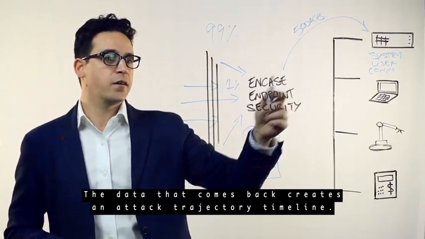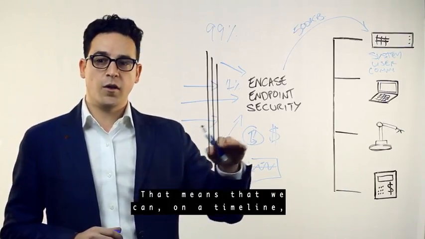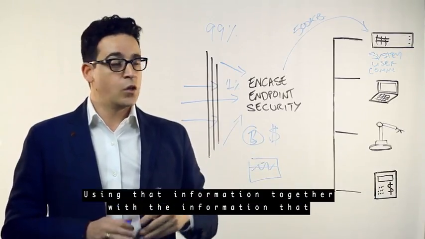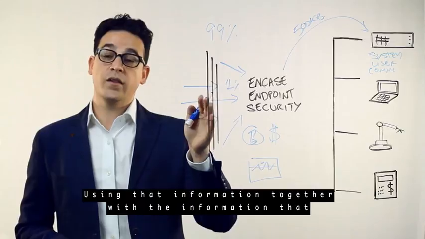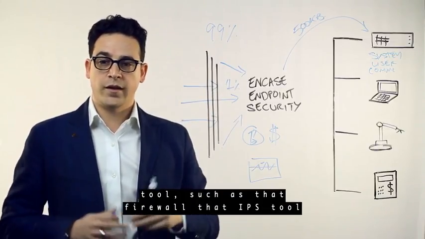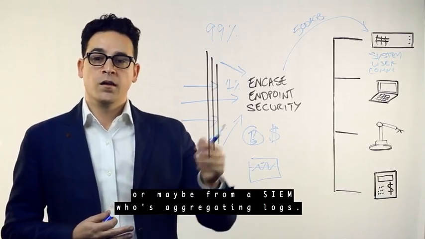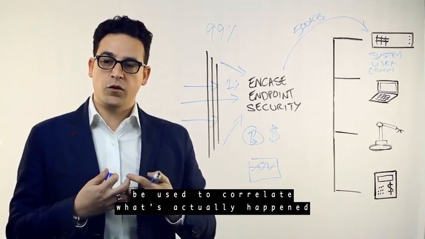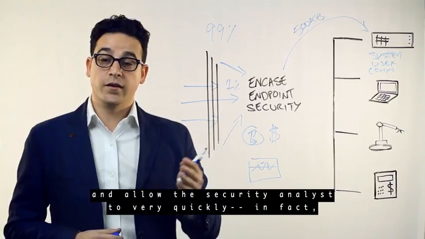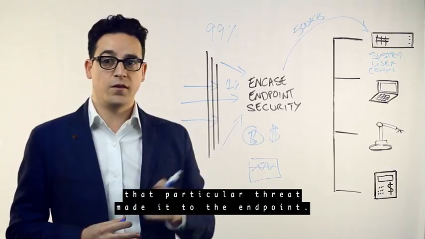The data that comes back creates an attack trajectory timeline. That means that we can, on a timeline, identify what's happened to that endpoint around that specific event. Using that information, together with the information that came in from that traditional security tool, such as that firewall, that IPS tool, or maybe from a SIEM who's aggregating logs. The 2 different sets of data can be used to correlate what's actually happened and allow the security analyst to very quickly, in fact, within seconds or minutes, identify whether or not that particular threat made it to the endpoint.